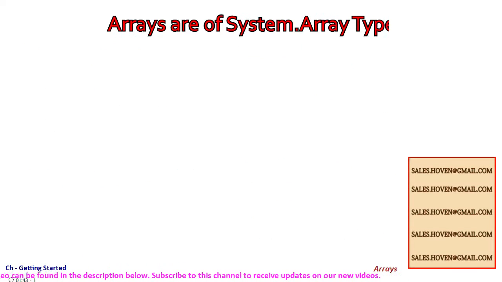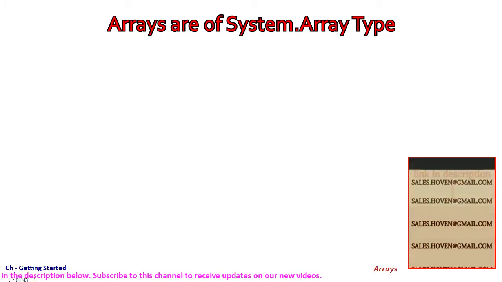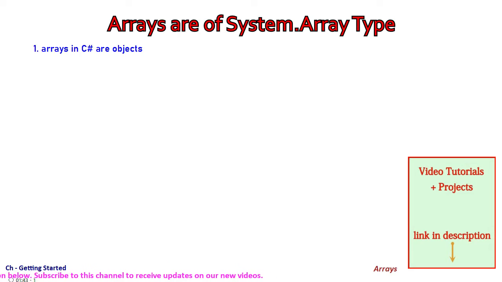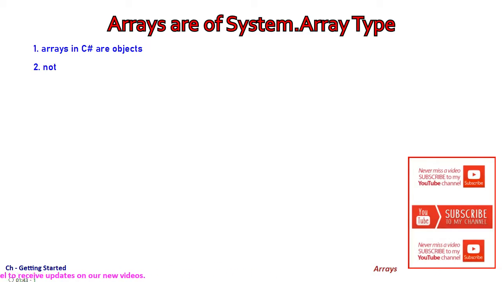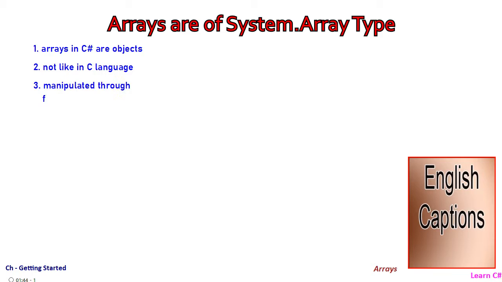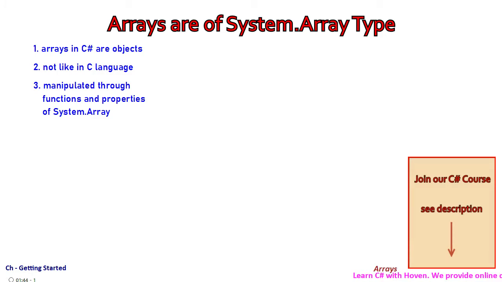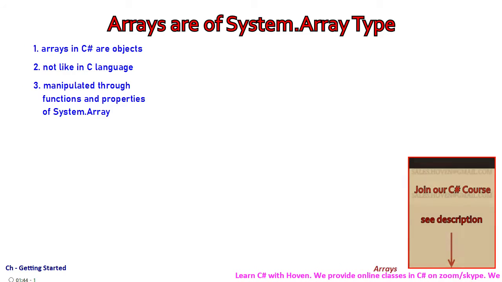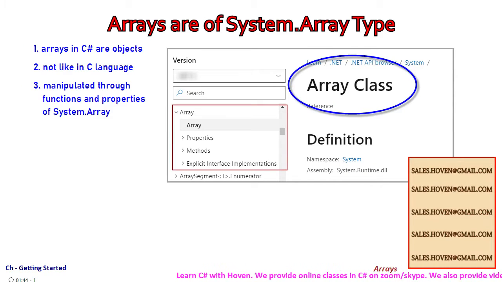Now let's discuss what an array is fundamentally. In reality, arrays in C# are objects. They are not directly addressable blocks of memory as in C language. The blocks of an array are indirectly manipulated through functions and properties of a base class called System.Array. System.Array is itself an abstract class.